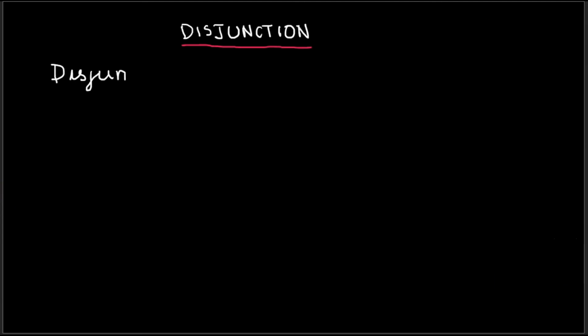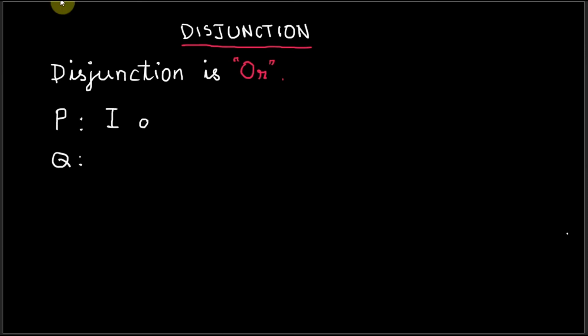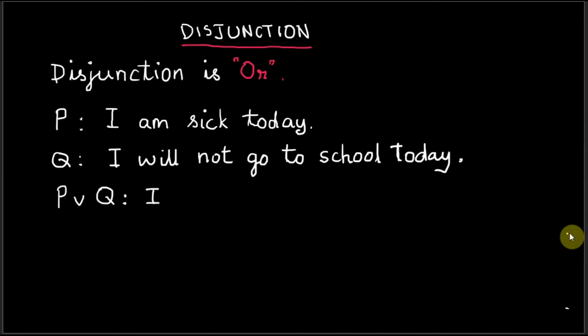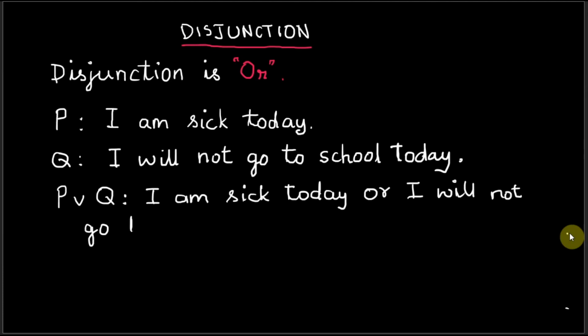Disjunction is "or" and has two cases when the compound statement becomes true. Let's take two simple statements, P and Q. Let P be "I am sick today" and Q be the statement "I will not go to school today." P or Q is the compound statement "I am sick today or I will not go to school today." Let's say that each statement can be true or false independently.